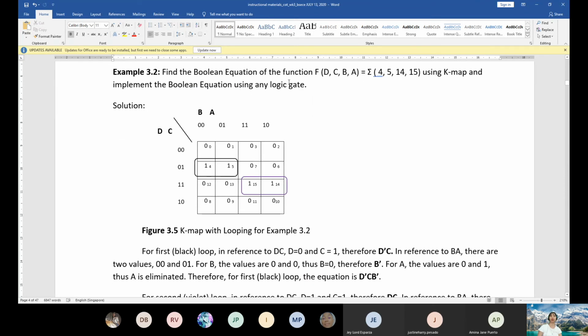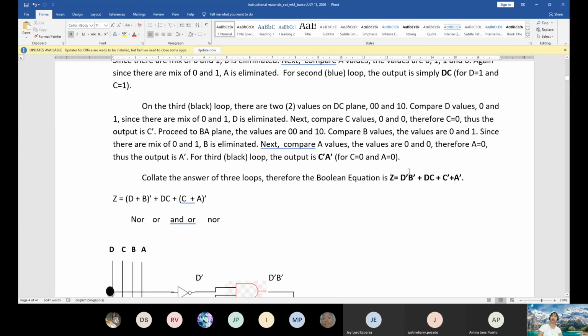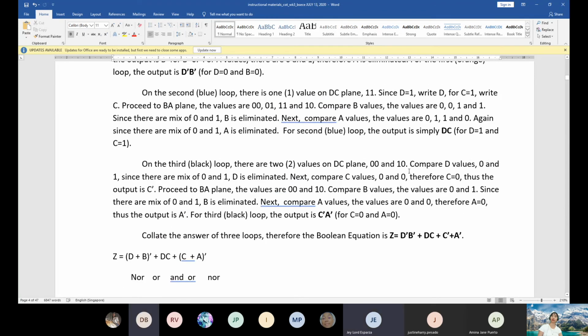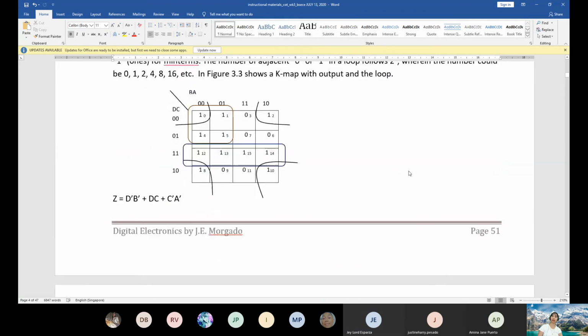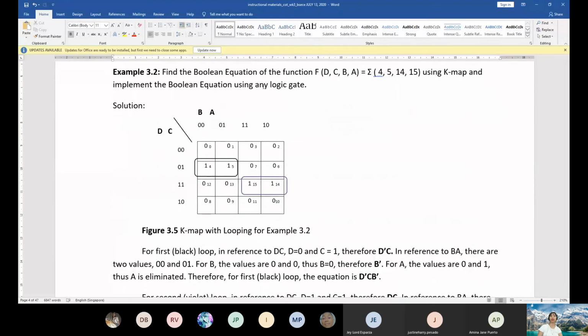Okay, so how about this one? We have another example. Any question with example number 1, class? None, ma'am. Okay, is it clear? Not yet. Not yet. Okay, so let's have another example here.